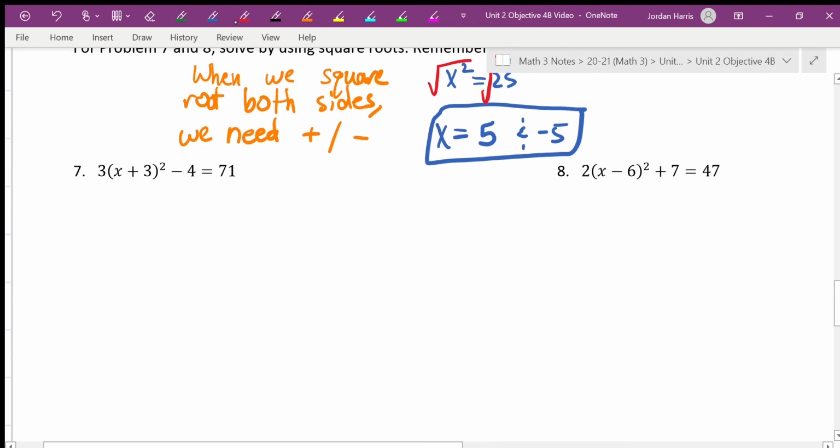Okay, but obviously we're going to have a little more complicated. So first thing, like the absolute values, we need to get the squared thing by itself. So we do not distribute. You have to get the squared thing by itself.